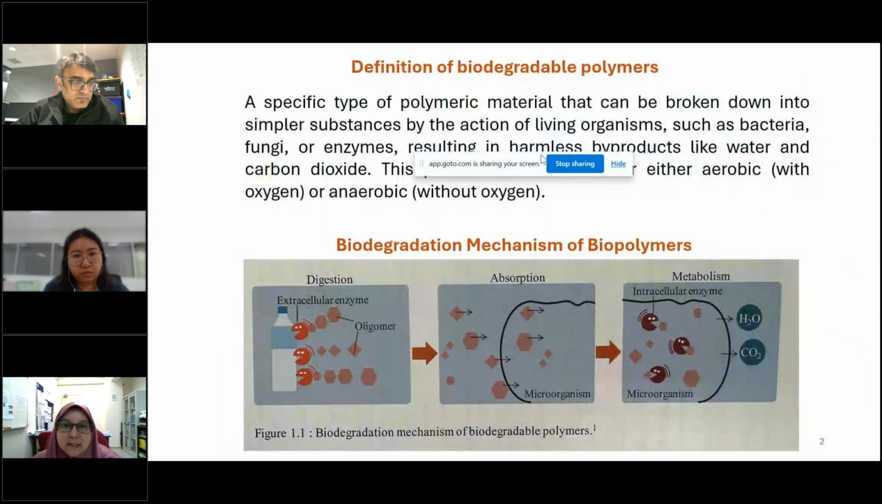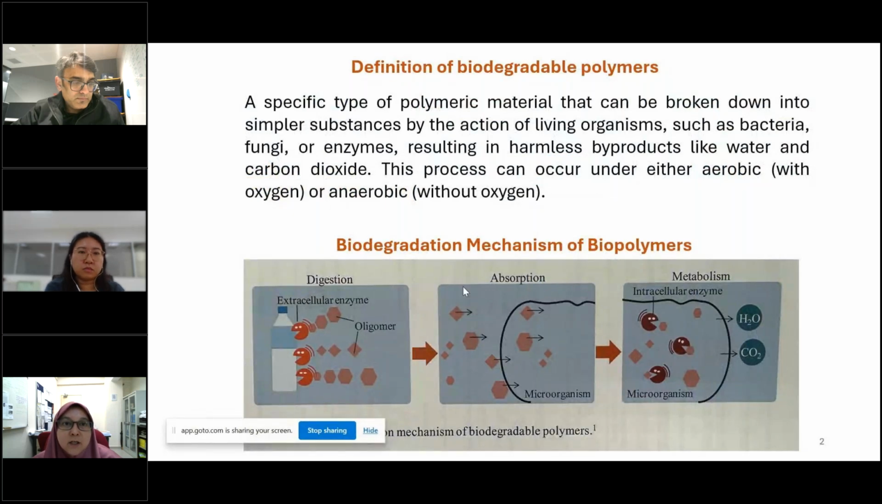So basically, this is just a definition of the biodegradable polymer. We can define a biodegradable polymer as a polymeric material that can be degraded or broken down by microbes such as bacteria, fungus, enzymes, and other organisms. After degradation, it will produce byproducts such as water and carbon dioxide. This degradation process can occur in aerobic conditions, meaning with the presence of oxygen, and without oxygen, anaerobic.